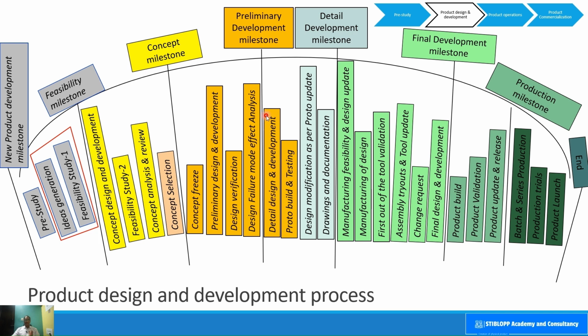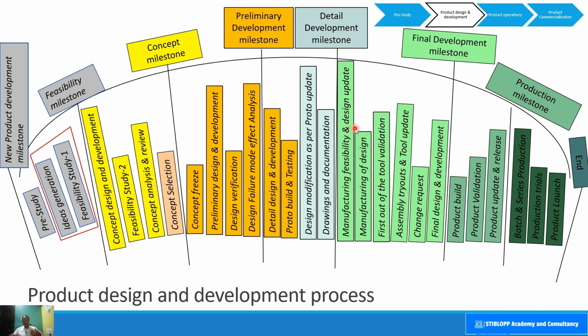And once the detailed design and development is finished, we submit the output to the proto build and testing. Once we get the result of the proto testing, we do the design modifications as per the proto update, followed by the creation of the drawings and the documentation. Once the drawings are created, we submit those drawings and the documentation to our manufacturer. The manufacturer does the manufacturing feasibility and asks us to do the further design update as per the manufacturing check. And parallelly, he carries out the manufacturing of the design.